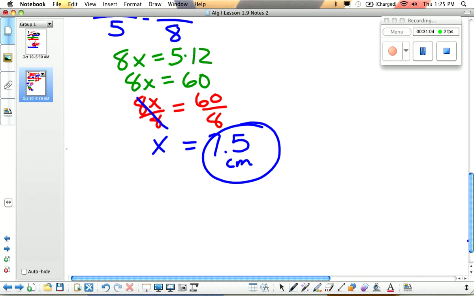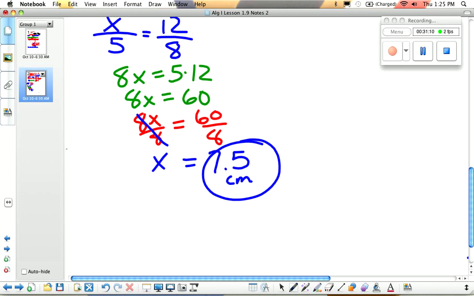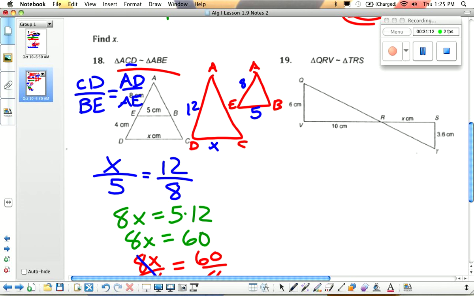Okay, set up a proportion to do the next one on your own. Set up a proportion. Pick some corresponding sides because they're similar again. So I would start doing some things like, okay, we know QV, so that corresponds with TS.